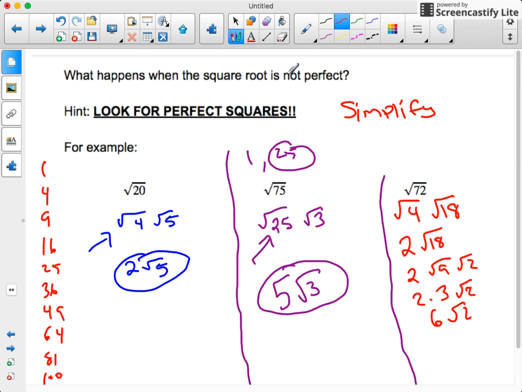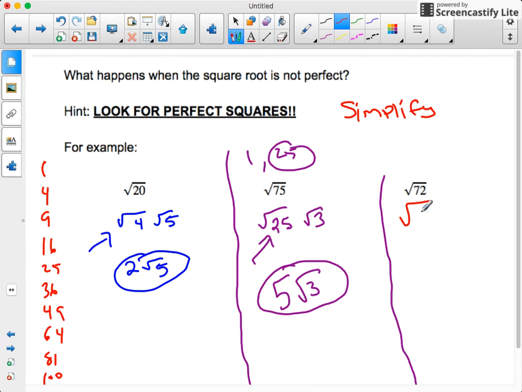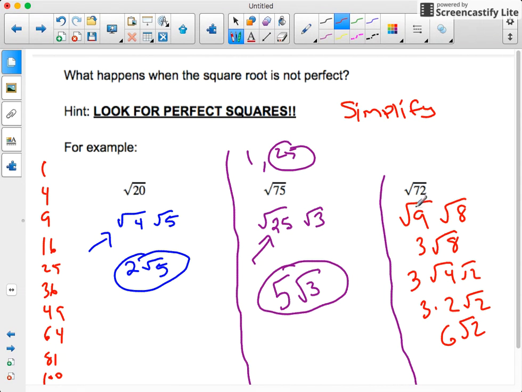What happens if I picked a different number? Say I didn't come up with 4 and 18. Let's go back and say I picked 9. 9 can go in. It would be the square root of 9 and the square root of 8, because 9 times 8 is 72. The square root of 9 is 3, and I'll bring down the root 8. But I can go further. Root 8 isn't fully simplified either. Well, 8 is 4 and 2, and the square root of 4 is 2. So again, 3 times 2, 6 root 2, matching our other answer using the 4.